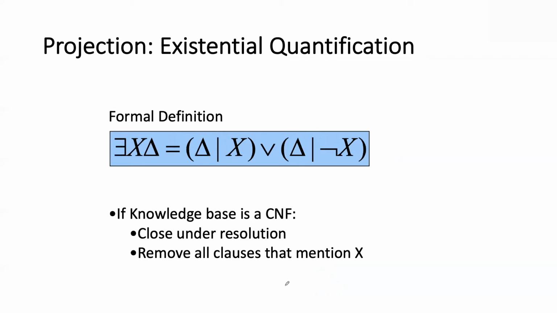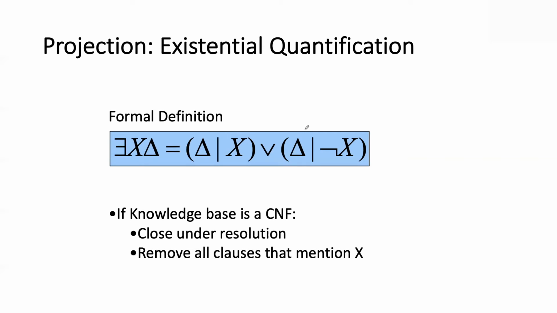One of them is the formal definition: if I want to existentially quantify a variable from a knowledge base, I take that knowledge base and condition it on X, the positive literal. That means I fix the value of variable X to true. And then I fix the value of X to false. So I get two things and I disjoin them. This is a simple thing for a single variable. If you do this for multiple variables, this is not efficient. You're going to get an exponential expression there.